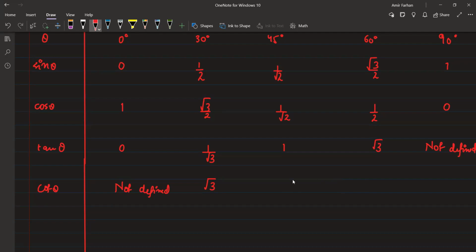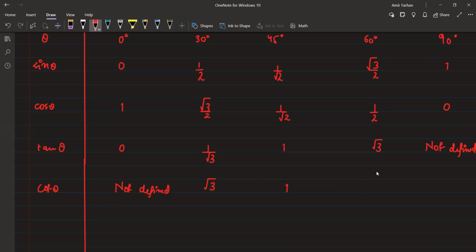Next is 1. So 1 upon 1 will be the same. So the values of sin theta, cos theta and tan theta and cot theta will be the same at 45 degrees. Next is 1 by 2 upon root 3 by 2. The 2 will get cancelled. What will be left? 1 by root 3.